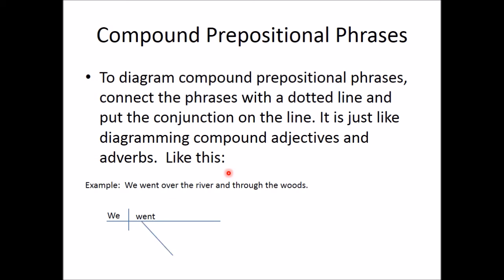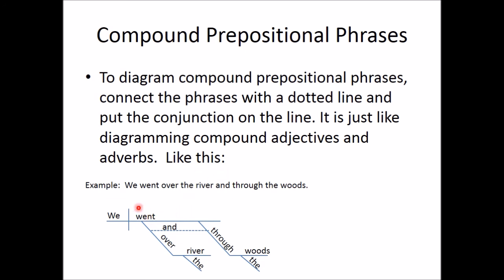And then we are going to add our prepositional phrases. Those phrases are acting as adverbs telling you where we went. So, over the river, through the woods. And there you go. Oh wait, we have to add the conjunction. Dotted line, "and." Just like we did when we were doing compound adjectives and adverbs.